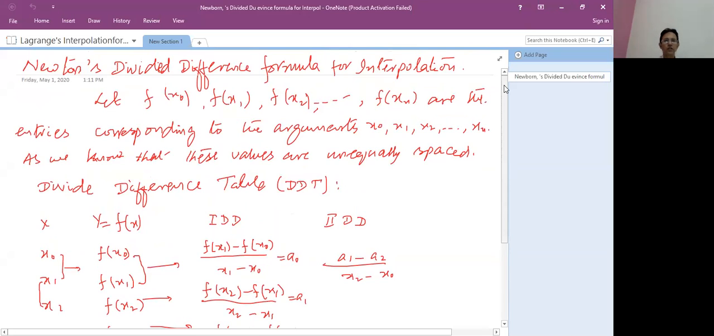Today our topic is Newton's divided difference formula for interpolation. I will discuss Newton's divided difference formula with the help of the divided difference table.